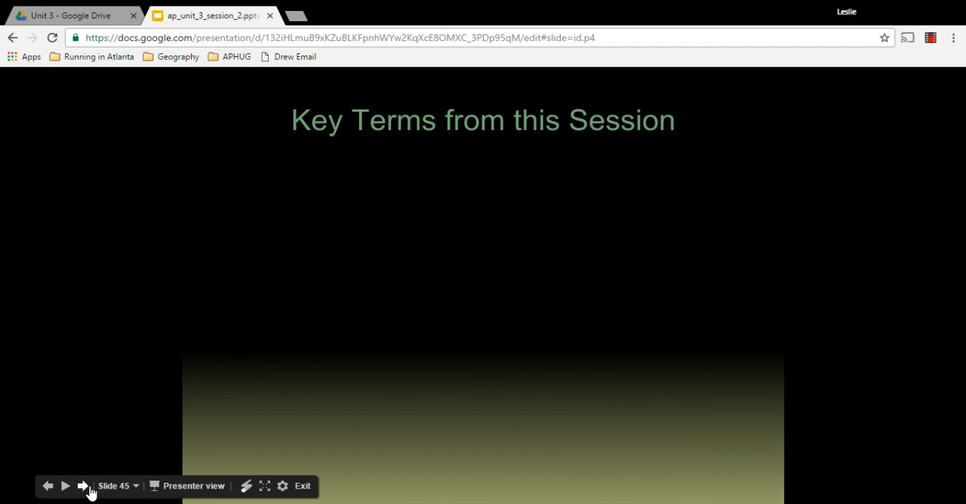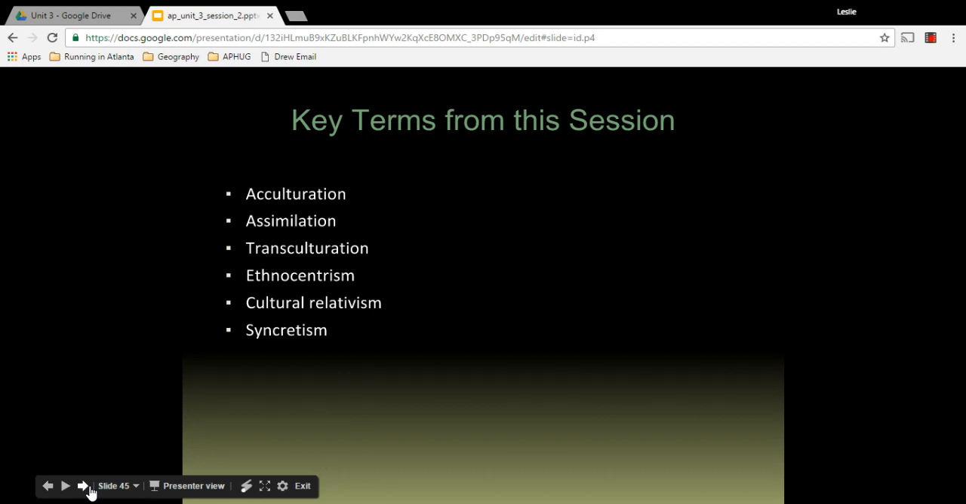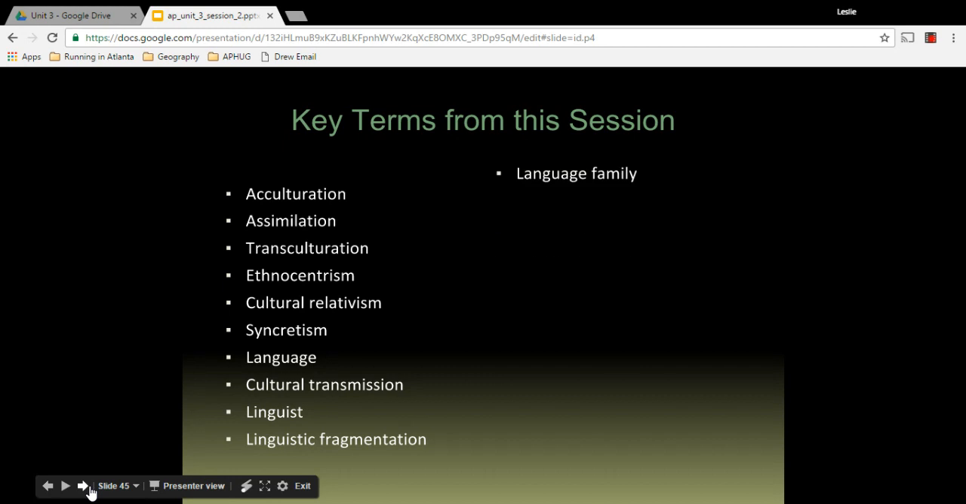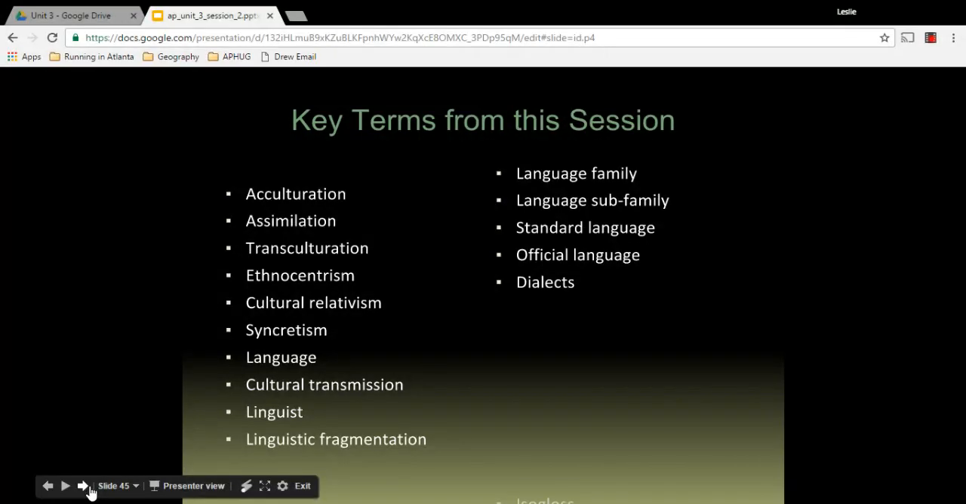Okay, so key terms from this session: acculturation, assimilation, transculturation, ethnocentrism, cultural relativism, syncretism, language, cultural transmission, a linguist, linguistic fragmentation, language family, language subfamily, standard language, official language, and the differences between the two, dialects, isogloss, bilingual, multilingual, pidgin, lingua franca, toponymy.